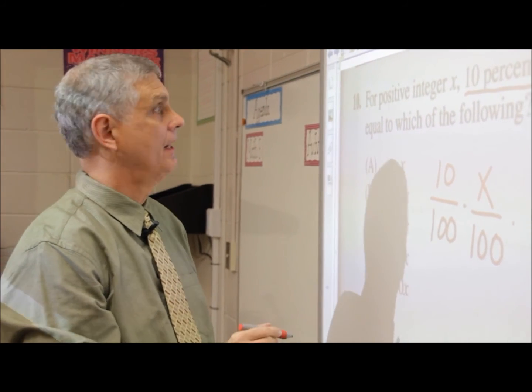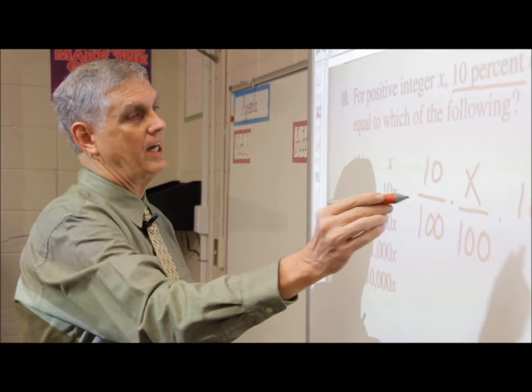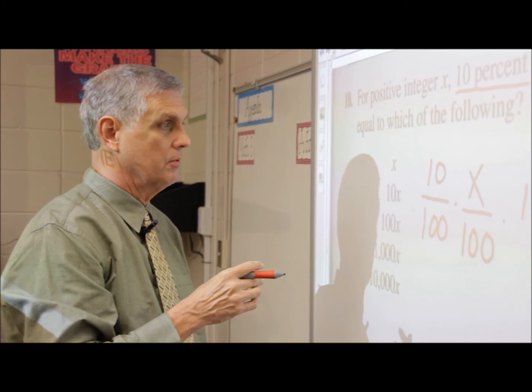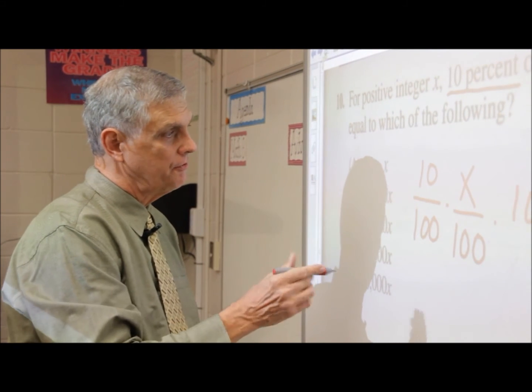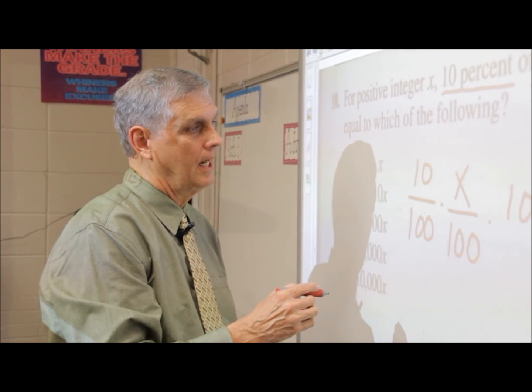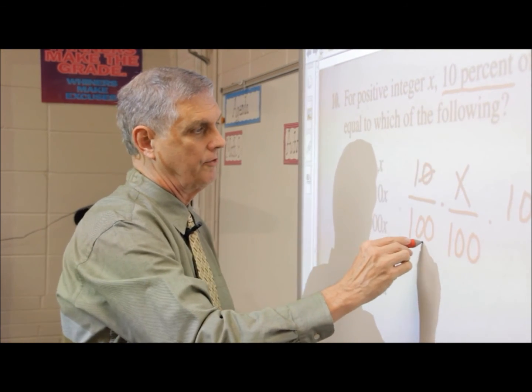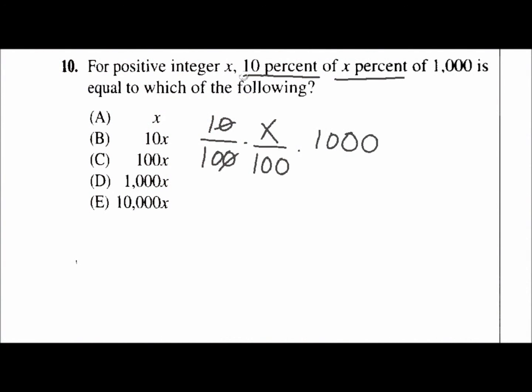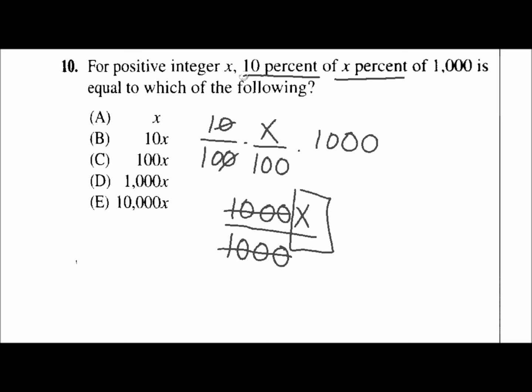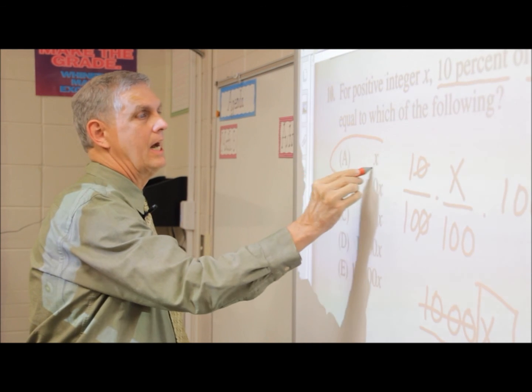Okay, so now all we have to do is find out what we end up with when we get rid of all these zeros and everything. Now, there's several ways I could simplify this. I could just mark a 0 off here and a 0 off there. And I end up with 1,000 x over 10 times 100, which is the same as 1,000. And right away you should see how you can cancel here. And when you cancel, what do you end up with? You end up with just plain old x, and that is our answer.